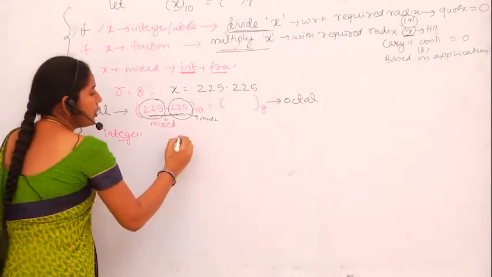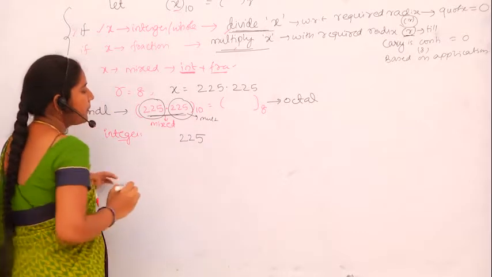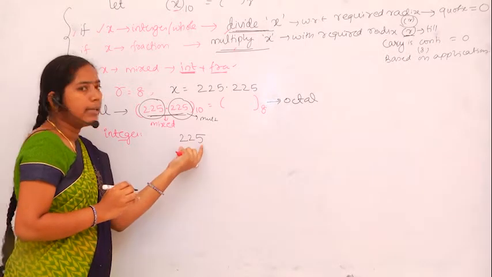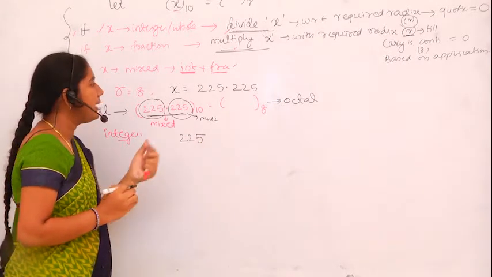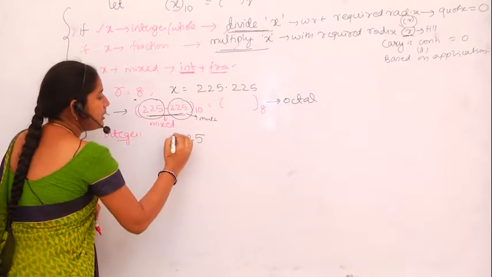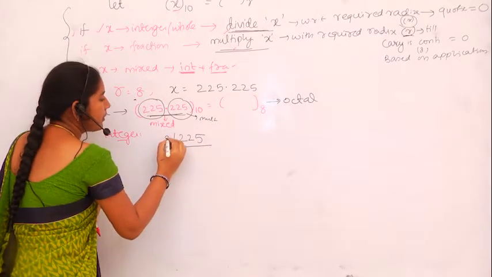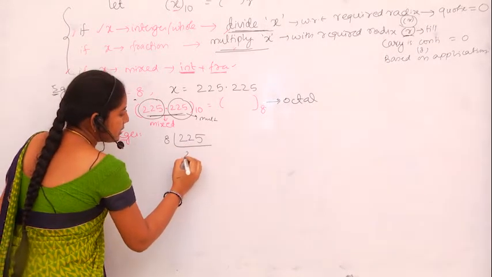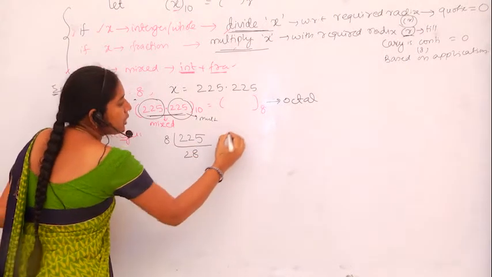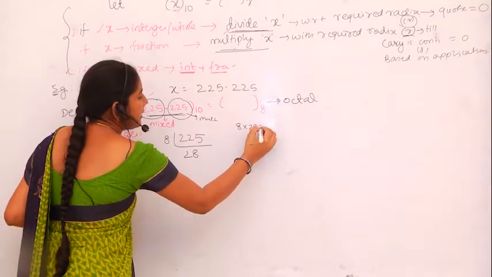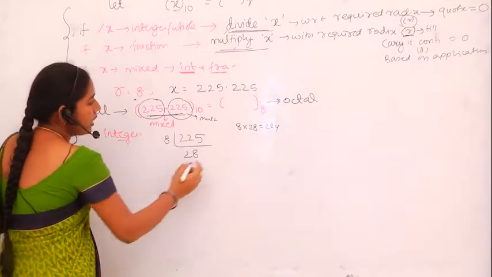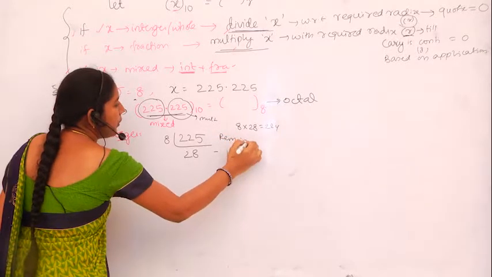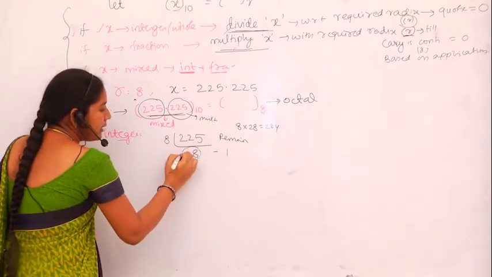225. As we know, for the integer part we need to divide this number with the radix value. Here the radix is 8, so divide 225 with 8. Then we'll have a quotient of 8 2s are 16. So 8 28s are 224. So the remainder will be 1.